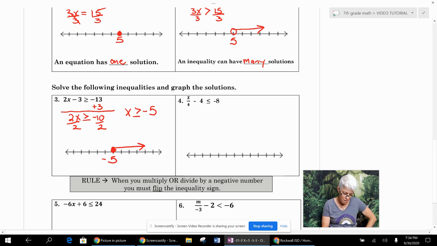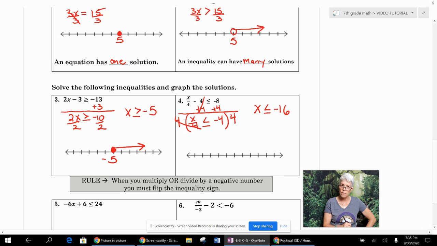Let's try another one. Plus 4, again, following along. And feel free at any point if you want to pause the video and work ahead of me and see if you can get an answer. So again, look, we have a negative 8 and a positive 4, so they're going to cancel each other out. We end up with a negative 4. I'm going to clear that fraction by multiplying both sides by 4. I get x is less than or equal to negative 16.